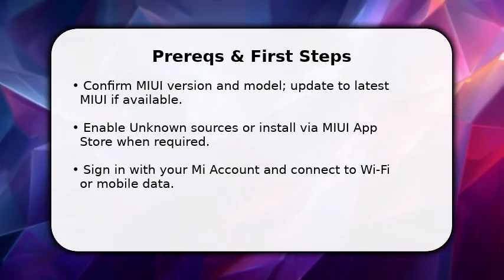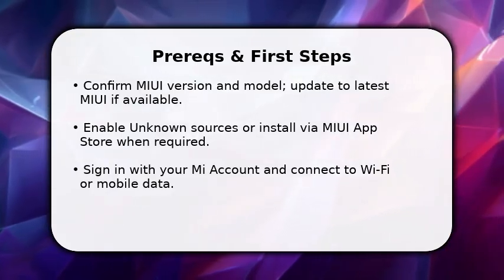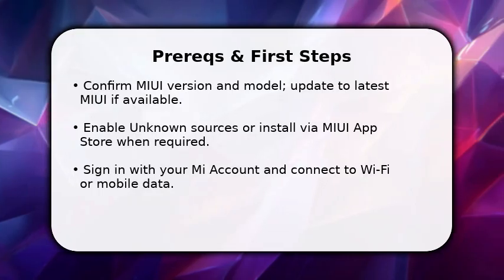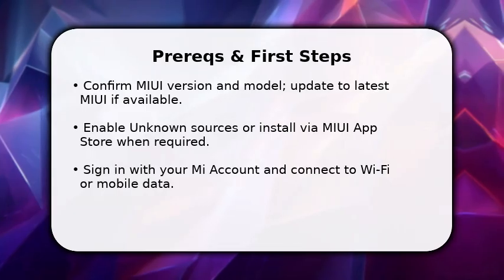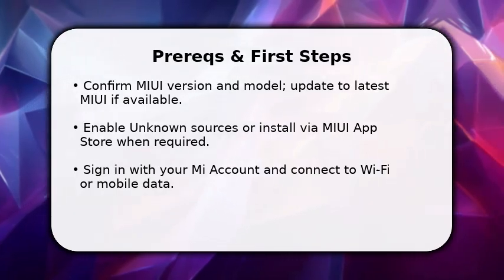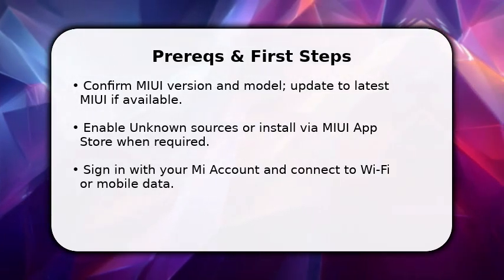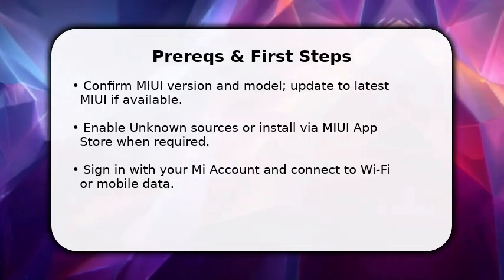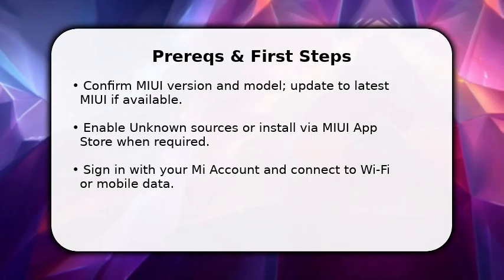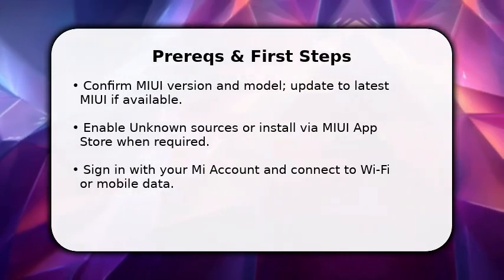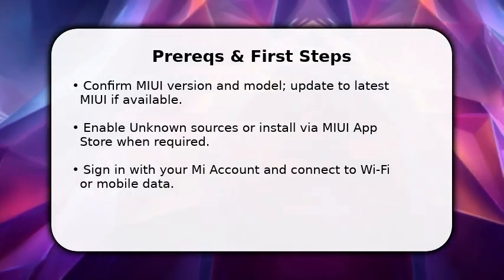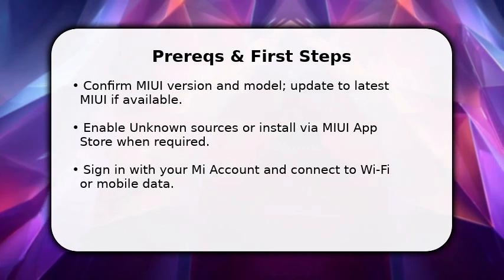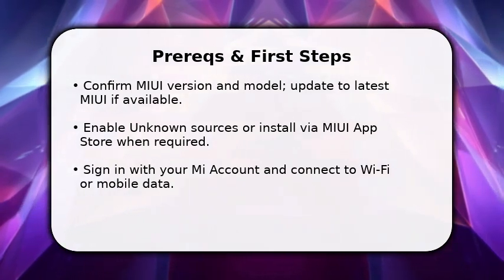Enjoy the video. You start by confirming your Redmi model and MIUI version, so you download the correct installer. This prevents compatibility errors. Once done, make sure your device is updated and you have a stable Wi-Fi connection to avoid interrupted downloads. Next, enable APK installs from unknown sources only for the installer, or prepare to use the official MIUI App Store if it offers Google Apps. Finally, sign in to your Mi account so settings and permissions sync correctly before continuing.